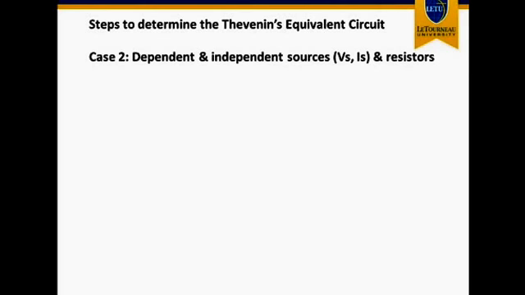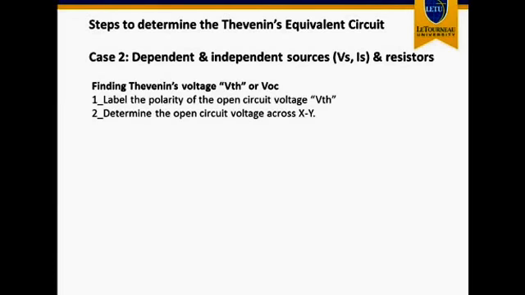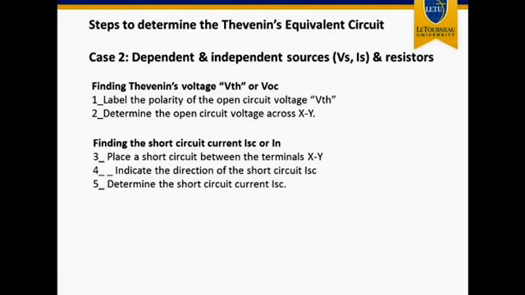For case number 2, we include dependent sources. So we have independent sources, voltage sources, or current sources, plus resistors, and dependent sources. In order to find the Thevenin equivalent circuit, we first find the Thevenin voltage, or the open circuit voltage. Then, since we have a dependent source that cannot be turned off, it will remain for all the analysis.